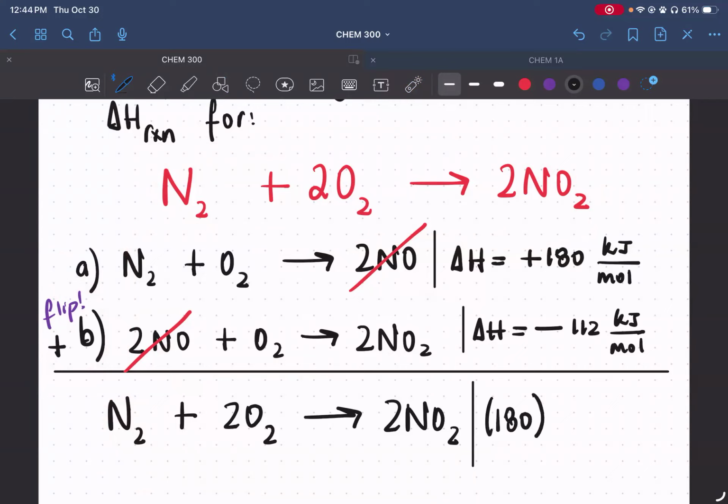Nothing happened to reaction A, so it's still 180. We're going to add it to reaction B, which is now negative 112. Upon adding them together, put this in our calculator, we get approximately 68 kilojoules per mole.